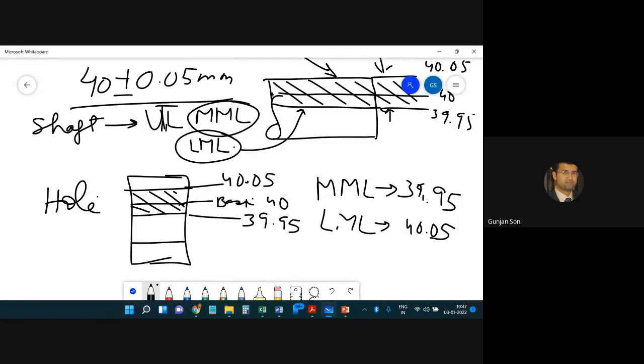So why were we talking about maximum metal limit and lower metal limit? Because many of the terminologies we are going to see later are defined in terms of metal limits and not in terms of the upper and lower limit. We always say maximum metal limit or lower metal limit. So the relationship between two mating parts that are to be assembled, with respect to the difference in their dimensions before assembly, we call a fit.